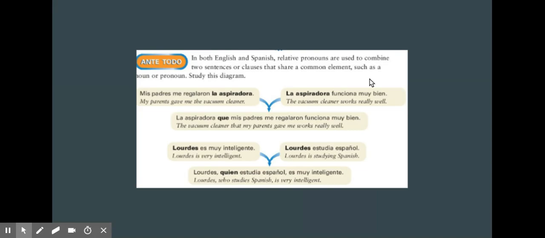For lesson 12.1, the main subject is relative pronouns. Now, in general, relative pronouns, we use them a lot in English. You might not know that you use them or what they are, but it's something that comes naturally, and hopefully that will be the same in Spanish.